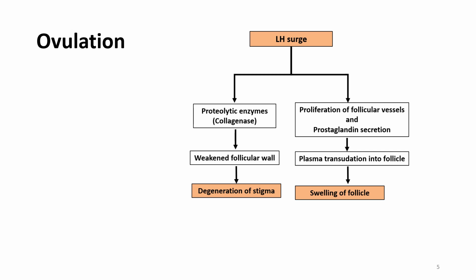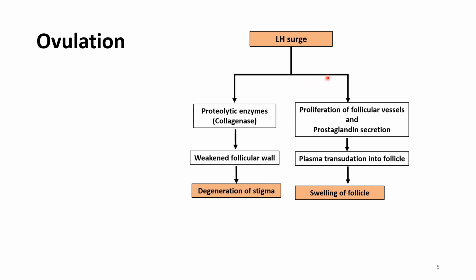Next is ovulation. So ovulation in a normal 28-day cycle occurs on the 14th day. So just before ovulation, there is LH surge. When there is an LH surge, ultimately there is degeneration of the stigma. Stigma is just the avascular layer, and then there is swelling of the follicle. And for the degeneration of stigma, actually there's a lot of proteolytic enzymes like collagenase that is secreted, which weakens the follicular wall, and then there is degeneration of the stigma.